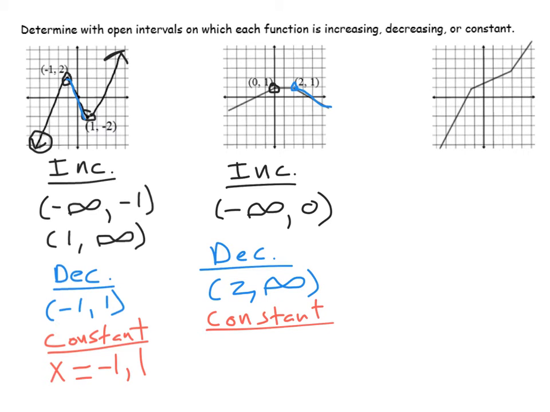Let's go take a look at the constant. Right in between, perfect horizontal line, right? When we say constant, it means the y value doesn't change, right? That's right at y equals 1. And between those two x values, it doesn't change. Doesn't go up, doesn't go down. So I would say between 0 and 2, you have a constant graph, okay?